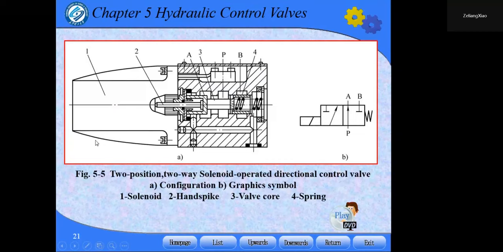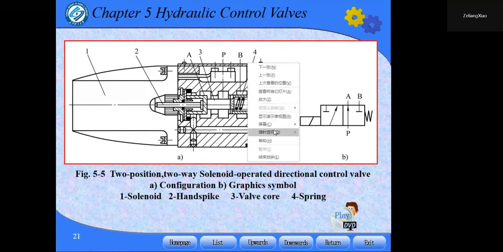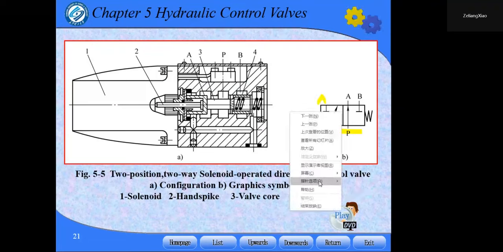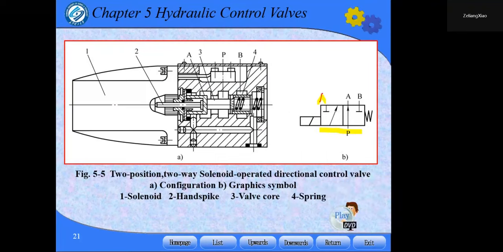Figure 5.5 is a two-position two-way solenoid operated directional control valve. It has two positions, so there are two squares. Here are A and B. In this position, A and P are connected and B is prevented. And in this position, P and B are connected.